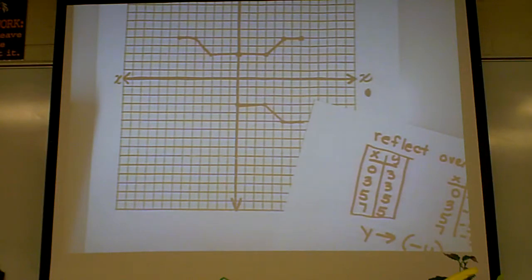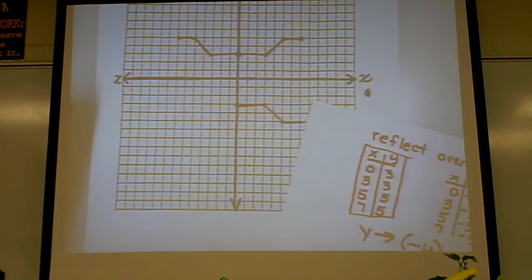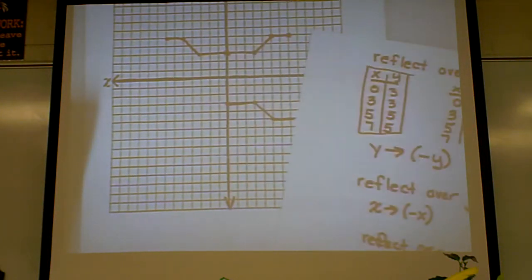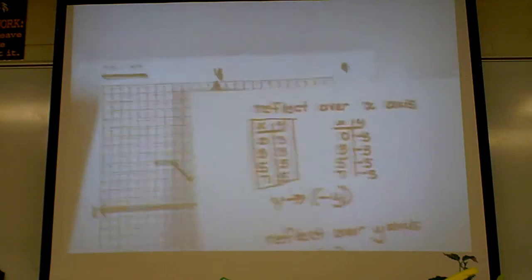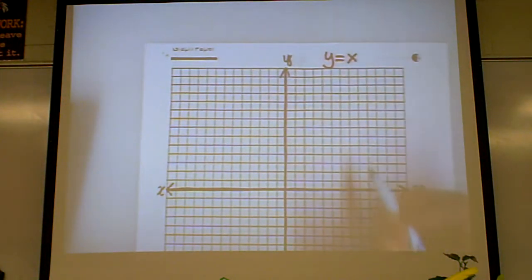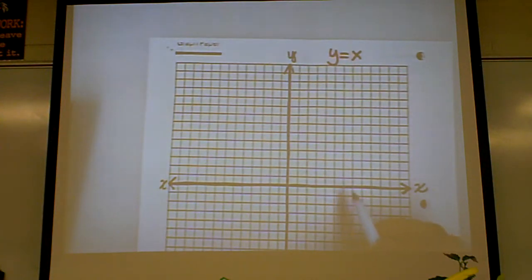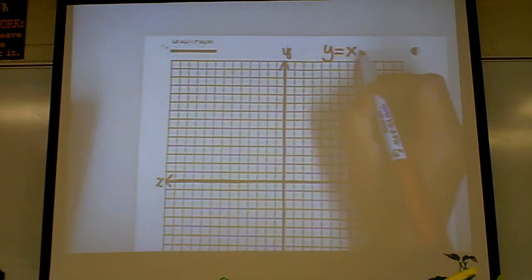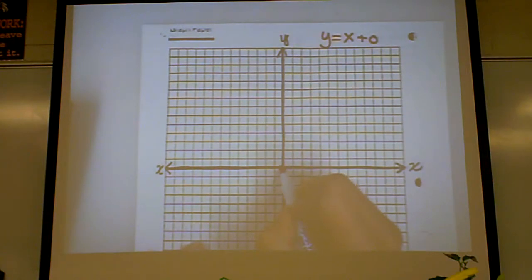Now in section 3.6, we're gonna do another type of symmetry. It's called symmetry to the line y equals x. Do you guys know where the line y equals x is? How do you graph y equals x? Where's the y-intercept? Here it is, and the slope is 1.